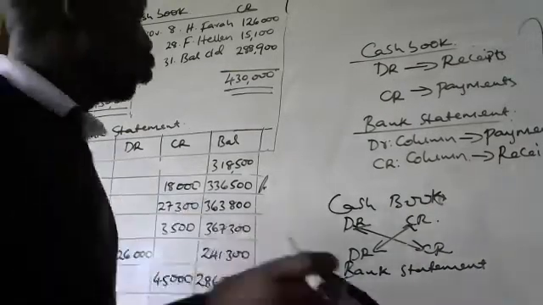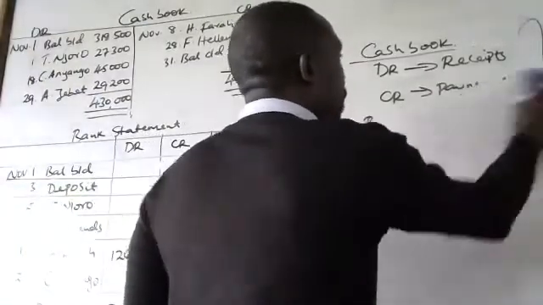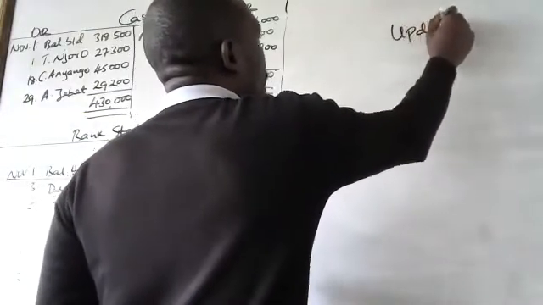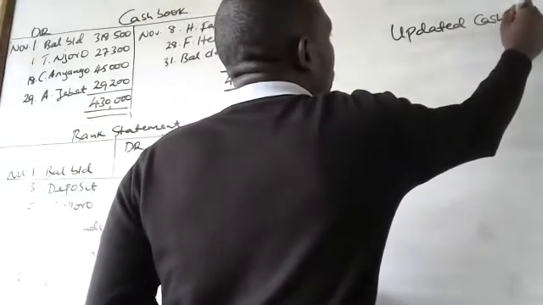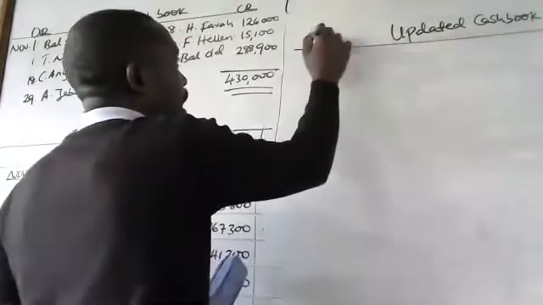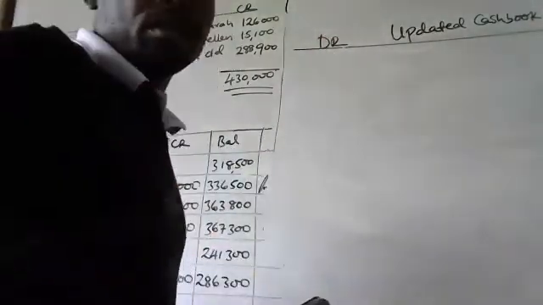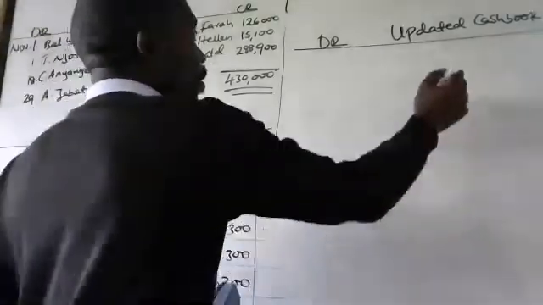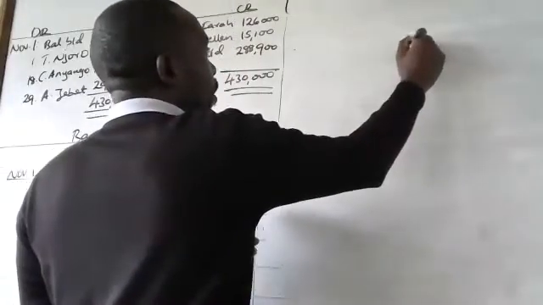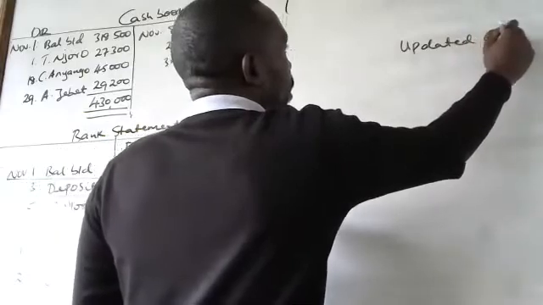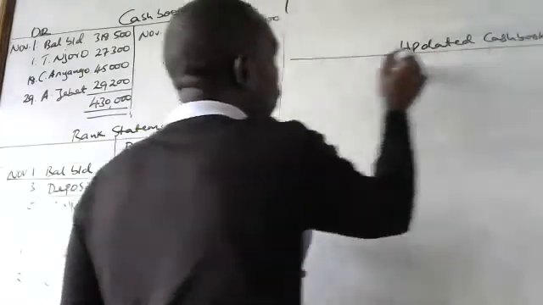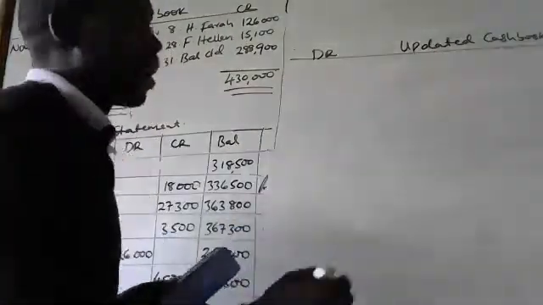So what will be required of you in updating the cash book, you will come and write it like this: updated cash book, with the credit and debit side. I want you to fit it here. The updated cash book, the debit and the credit.